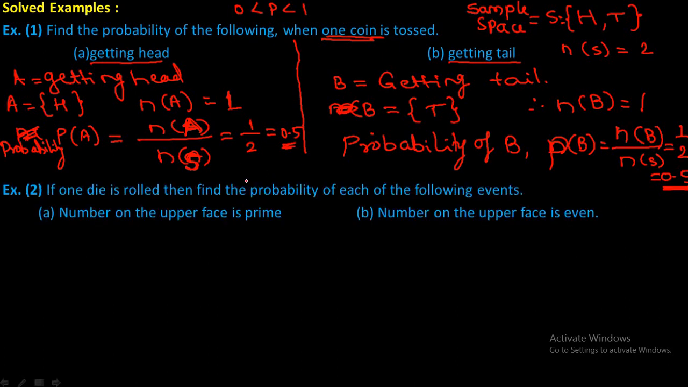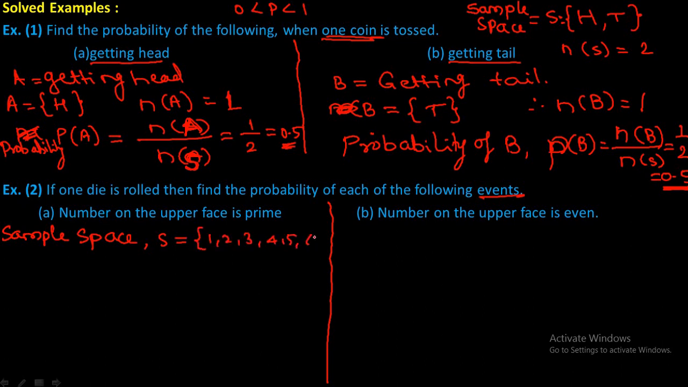Okay, next one. Second problem we will take. If one die is rolled, then find the probability of each of the following events. Already we know, when one die is rolled or thrown, the sample space S is equal to 1, 2, 3, 4, 5 and 6. So N of S is equal to 6.